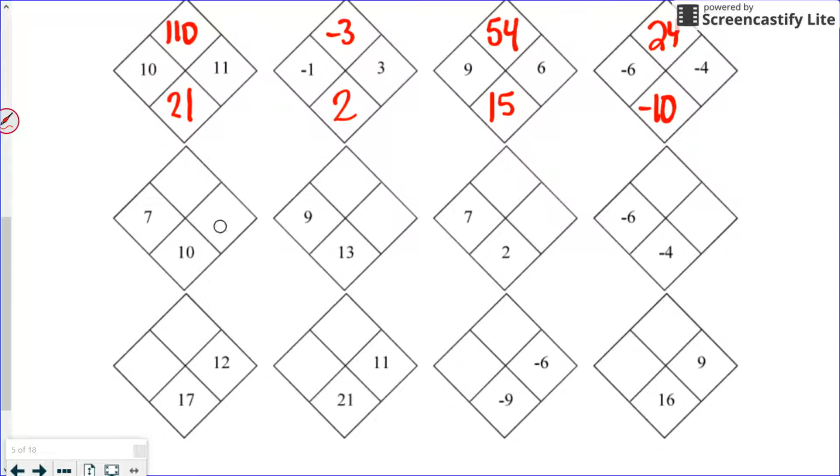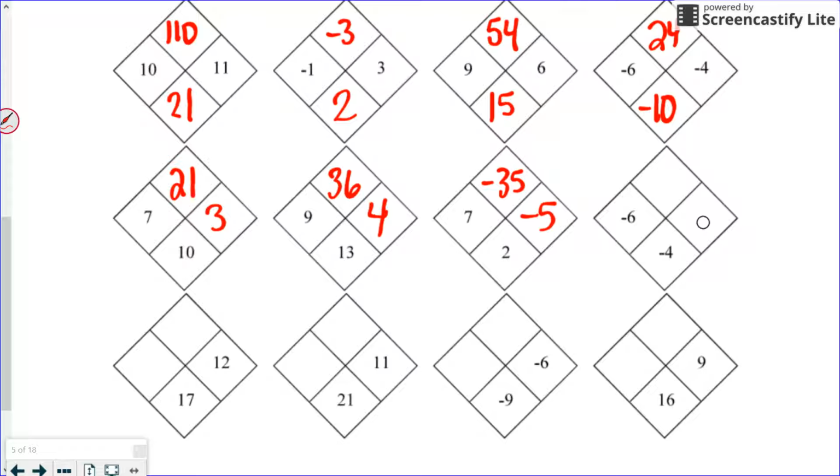So what plus 7 would give me 10? That'll be 7 plus 3 gives me 10. 7 times 3 is 21. What plus 9 gives me 13? That'll be 4. 9 times 4 would be 36. 7 plus what will give you negative 2? I want to go down, so it's going to be minus 5. And then 7 times negative 5 would be negative 35.